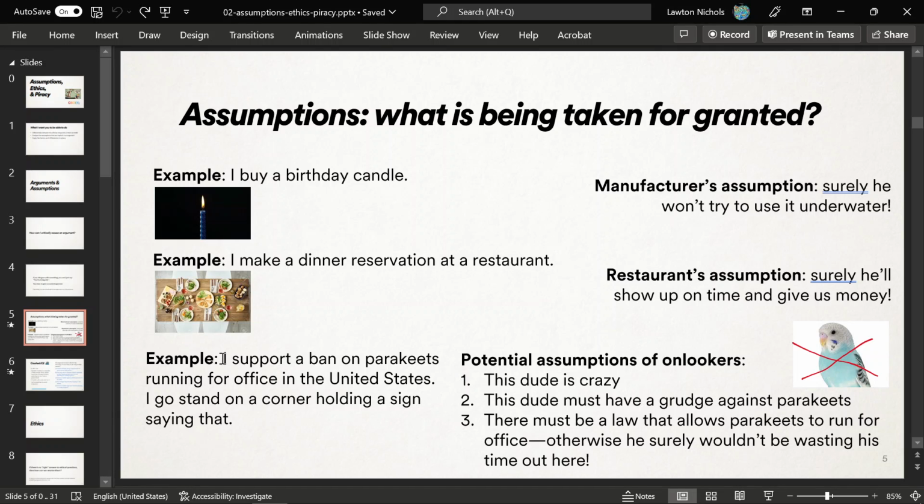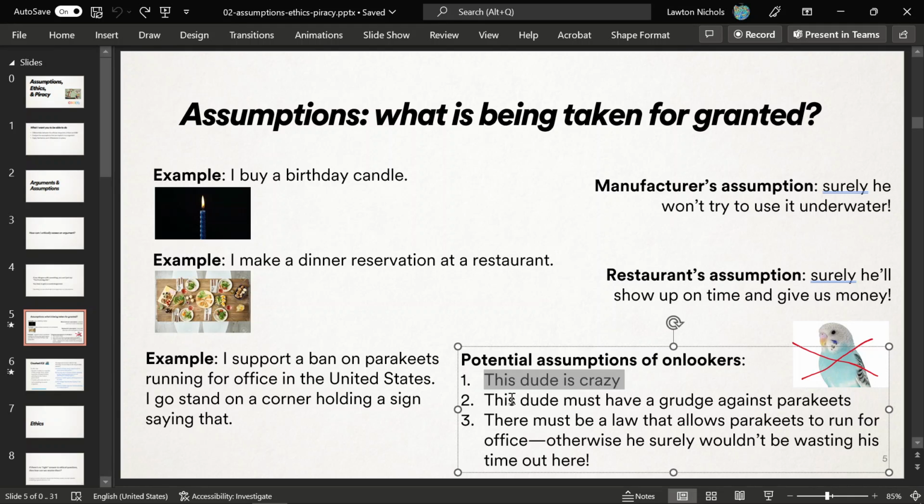So let's say you see me standing in the little roundabout near campus, and I'm holding up a sign saying that I support a ban on parakeets running for office in the United States because, I don't know, that's your job to figure out. So you can assume a few things about me if I'm standing on a street corner holding a sign with a parakeet picture and an X through it saying that I do not want parakeets running for office. Your first assumption, which is maybe the most correct, is that I am insane. But there are also other assumptions that you could possibly make.